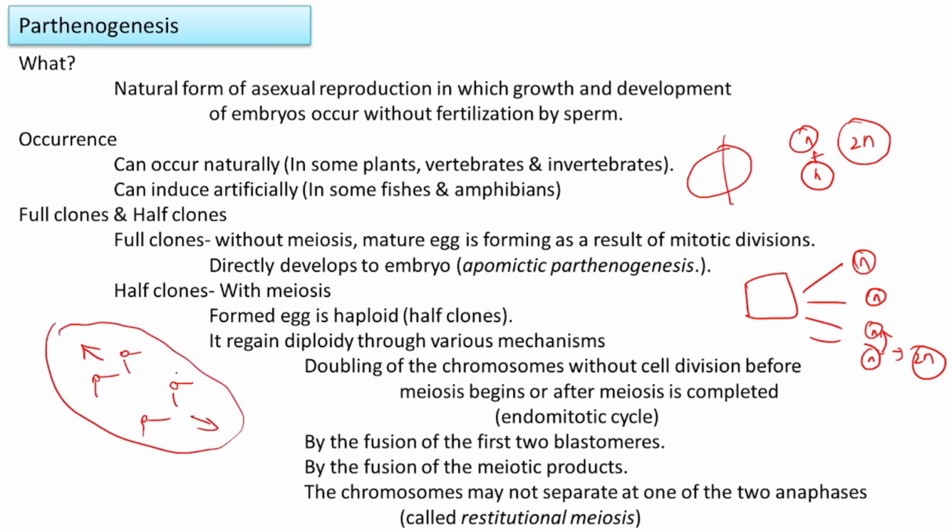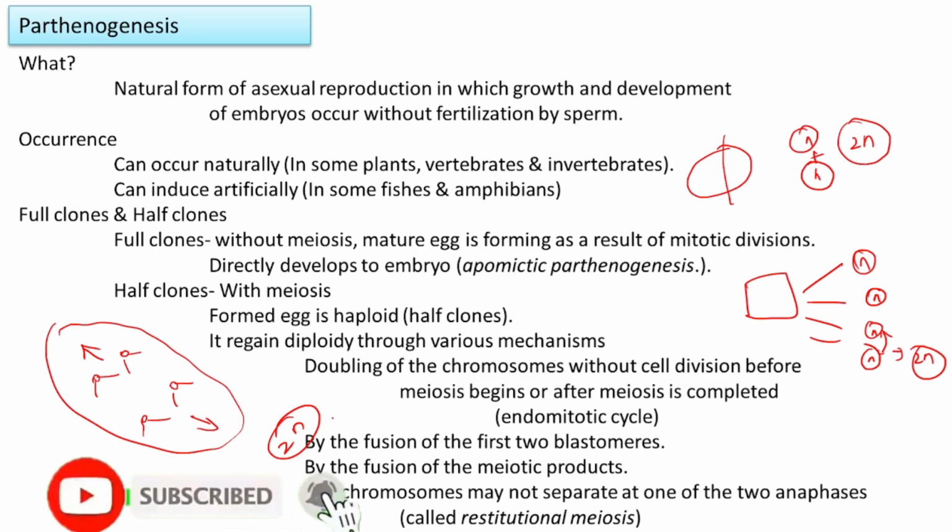Inside the cell. So, in this mechanism, either in anaphase 1 or in anaphase 2, that separation doesn't happen. Because of that, two sets of chromosomes remain together and can regain the diploid condition. These are the different methods by which the diploid state is regained in the case of half clones.